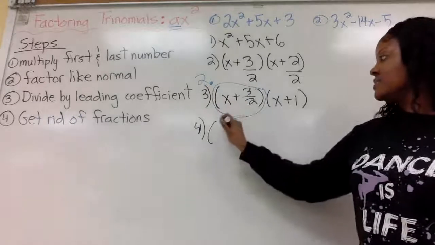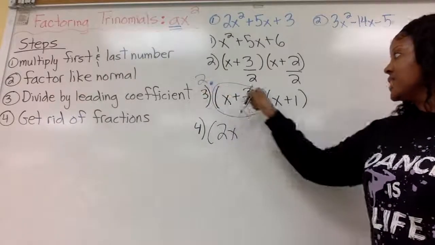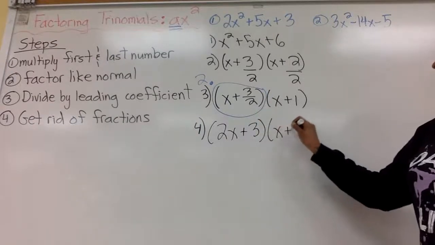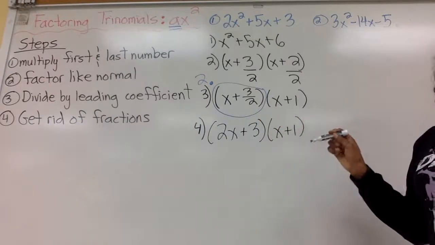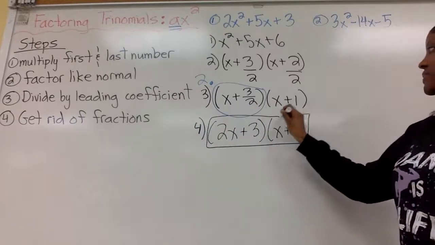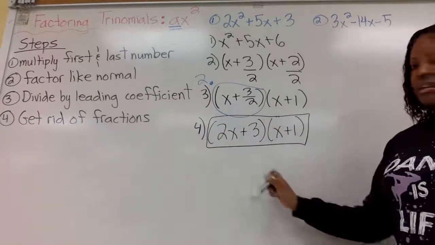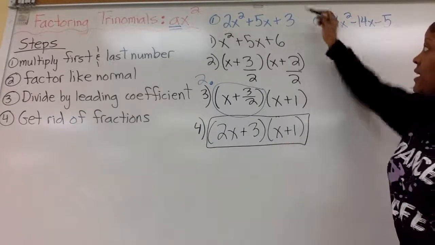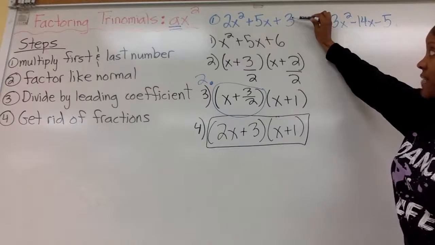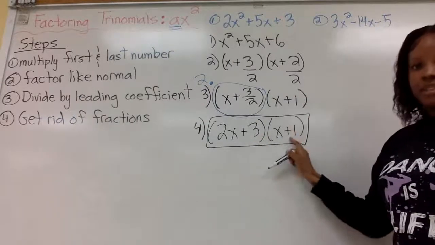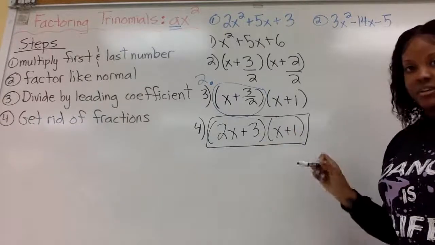2 times x is 2x. 2 times 3 halves, you can put that in the calculator. It should give you 3. And then x plus 1. So this is our final answer. 2x plus 3 times x plus 1. Again, my final answer is 2x plus 3 times x plus 1. So 2x squared plus 5x plus 3 factors into 2x plus 3 times x plus 1. So that is our final answer.